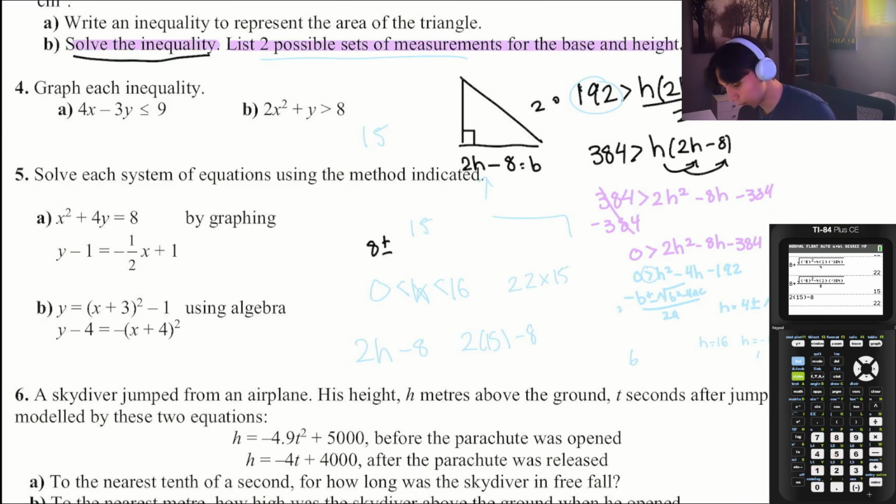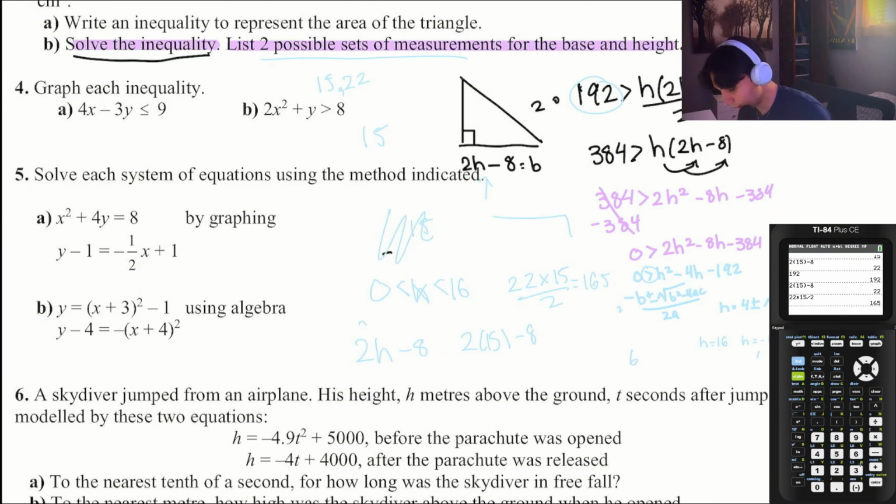15 times 22 divided by 2 should be less than 192, because our area, remember, is supposed to be 192, and we have to make sure that our inequality region is actually correct. So 2 times 15 minus 8 gives 22, and 15 times 22 over 2 gives us 165, and 165 is less than 192. So 15 and 22 is a combination that works.